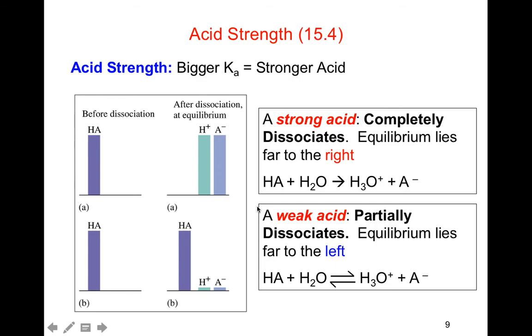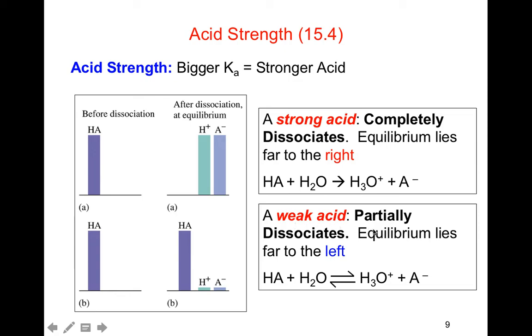And so we often break up acids into two categories. We have strong acids. These are acids that completely dissociate in solution. All of the reactants are converted into products. So all of my HA gets converted into hydronium and A minus. And this represents that pictorially. This is before the dissociation is allowed to happen. Obviously, I only have the acid that I added. But after we come to equilibrium, I only have products.